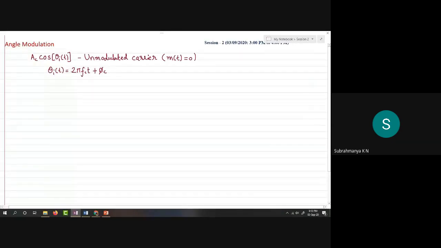So we'll talk about modulation now. Angle modulation means we need to vary the angle of this unmodulated carrier with respect to the information bearing signal m(t). There are an infinite number of ways with which we can vary this angle, but we will mostly focus on two types. The first type that we are going to study is the phase modulation.